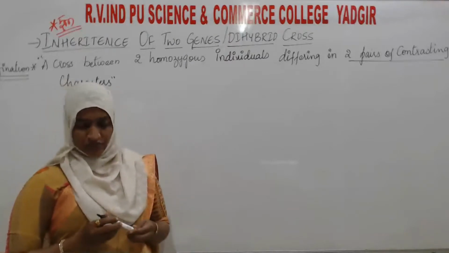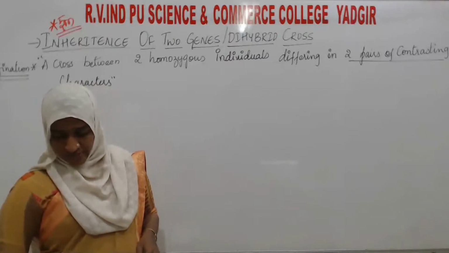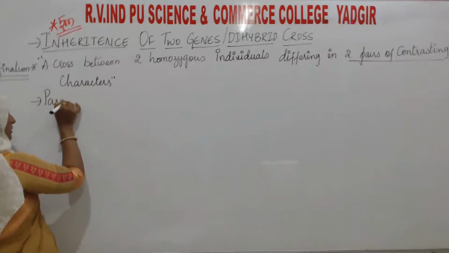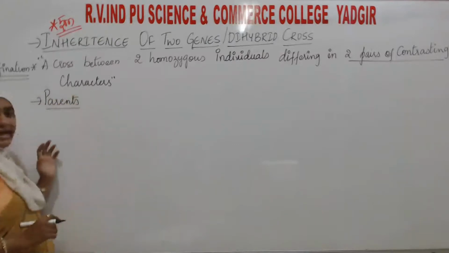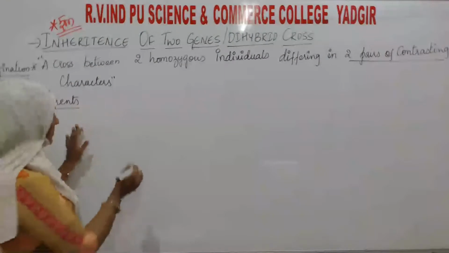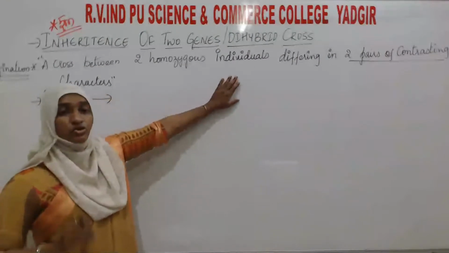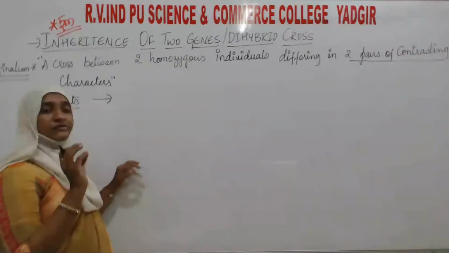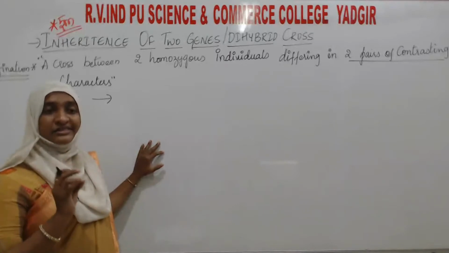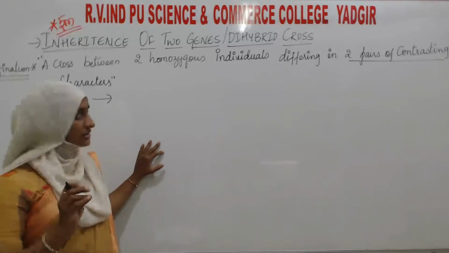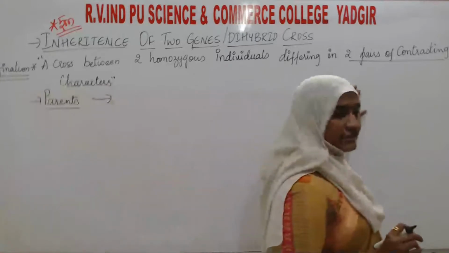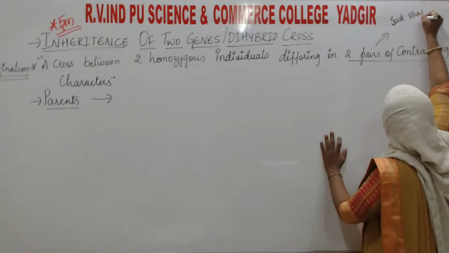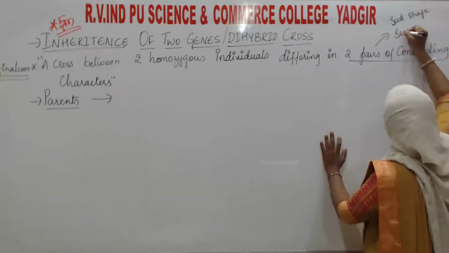First we will take the parents. What characters are they going to take here in the parents? Two characters, differing in two pairs of contrasting characters. That is seed shape and seed color.